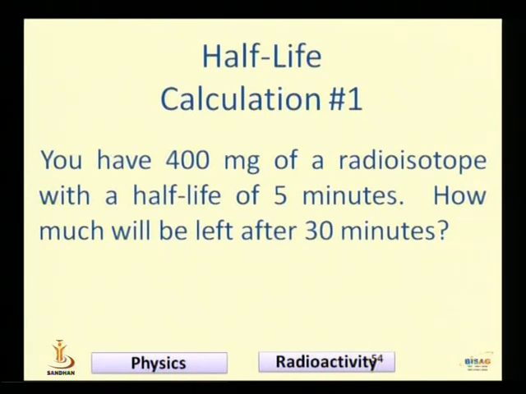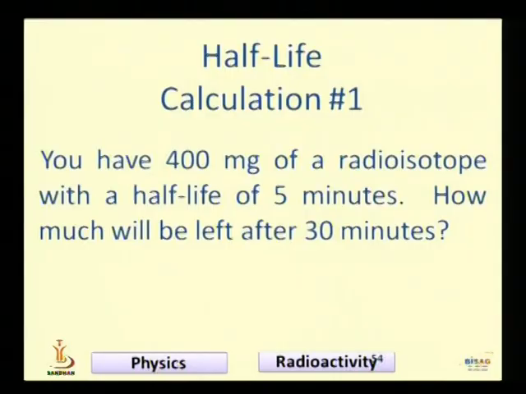I can give you 2 exercises. Here are the 2 examples. In the first example, you have 400 milligram of a radioisotope with a half-life of 5 minutes. How much will be left after 30 minutes? Calculate it. You have a half-life of 5 minutes. Initially, you have 400 milligram of a radioisotope. So how to calculate the number of atoms after 30 minutes?